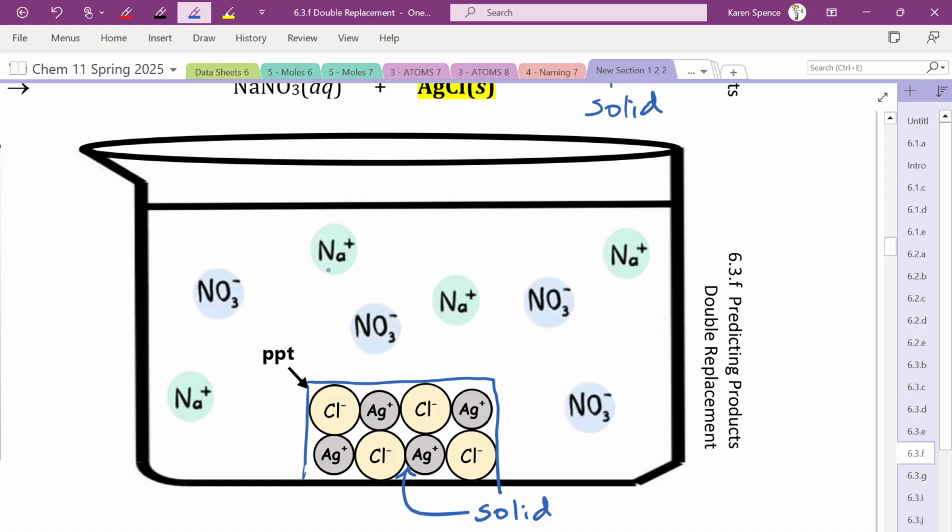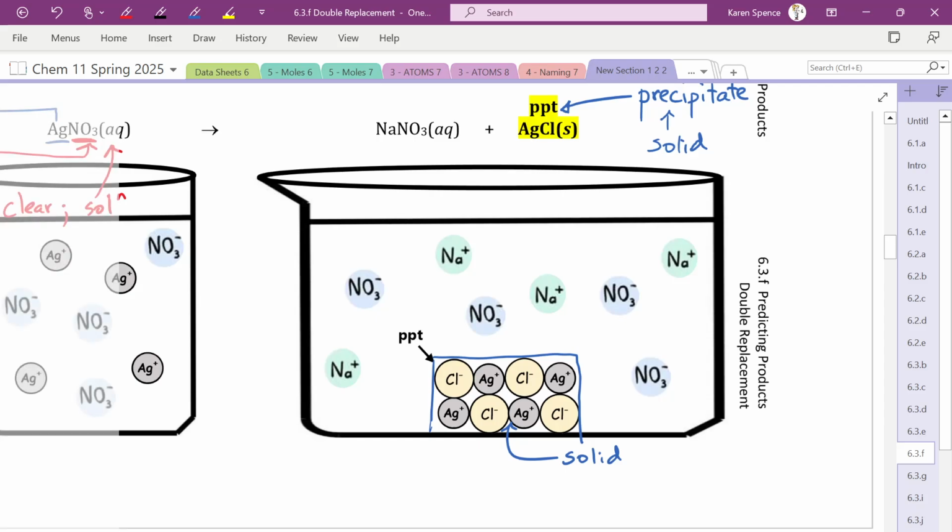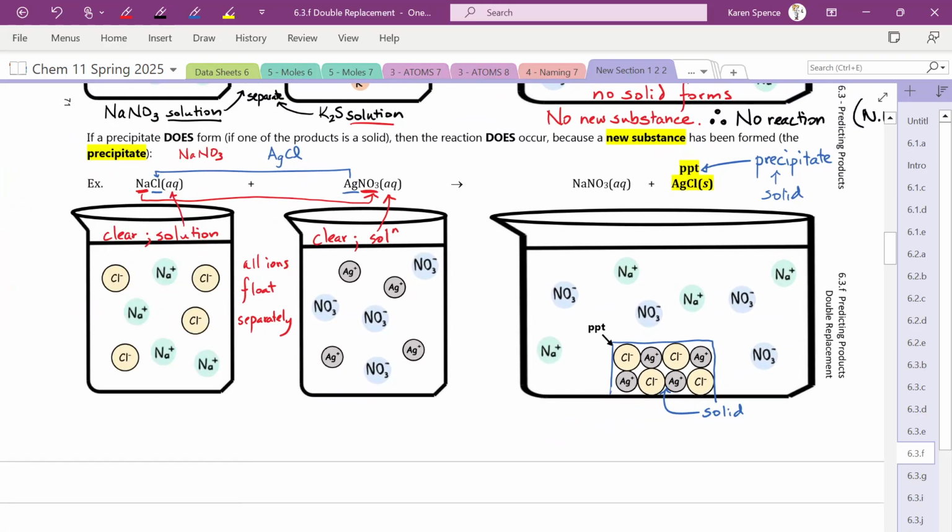But what happened with the Na and the NO3? Did anything happen? No. Okay, so the Na and the NO3 are just hanging out, letting the reaction take place. They're not participating. Okay, so we have our solid, that is our precipitate. And in this case, a reaction occurs, and you would be expected to show the aqueous and the solid as the products.